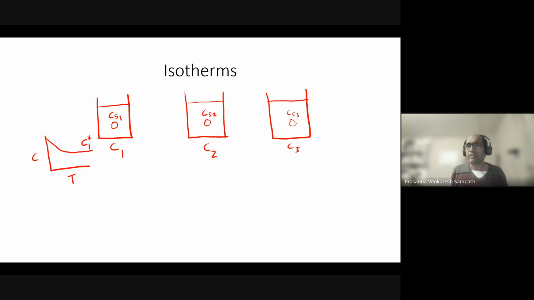Similarly, here I'll have C2 star. Now remember, C1 and C2 are different values. C2 starts off somewhere and then again becomes C2 star. Similarly, here I may have C3 star.